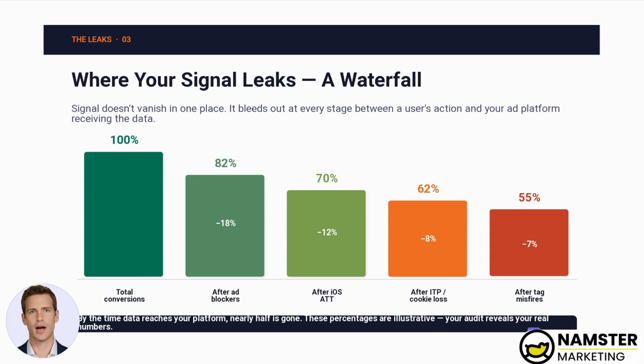The implementation of iOS app tracking transparency further reduces the signal by an additional 12%. Following this, intelligent tracking prevention and other browser-level cookie restrictions strip away another 8%. Finally, technical implementation gaps like tag misfires account for a 7% loss. By the time this data finally reaches your platform, nearly half of your conversion history has been lost. These illustrative percentages represent a massive opportunity for recovery through a structured audit.